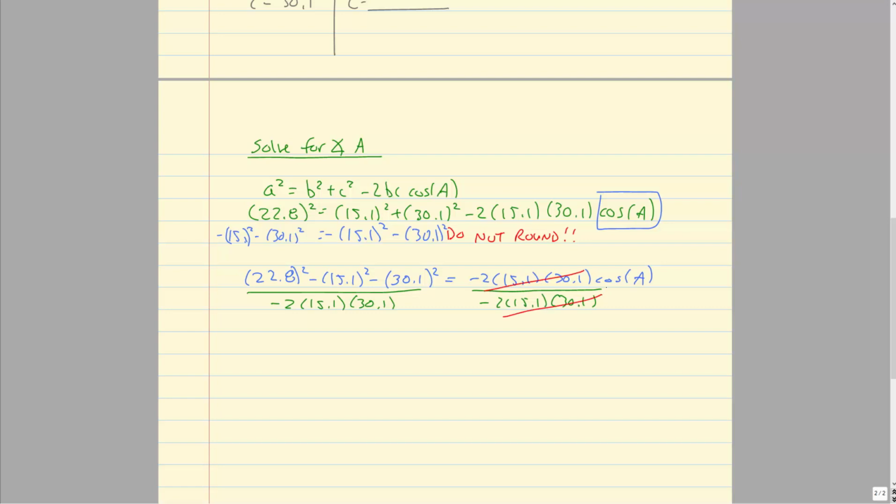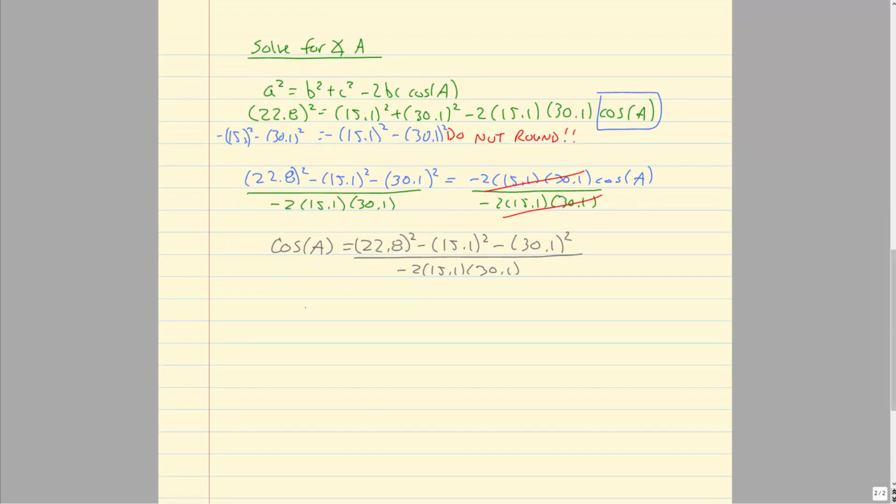So we have canceling occurring here. And then you get cosine of A equals 22.8 squared divided through by negative 2 times 15.1 times 30.1. Now we want to solve for A here, not cosine A. So to finish this off, I need to go ahead and take the inverse cosine of both sides. And this is what we'd plug into the calculator to figure out what we have going on here.